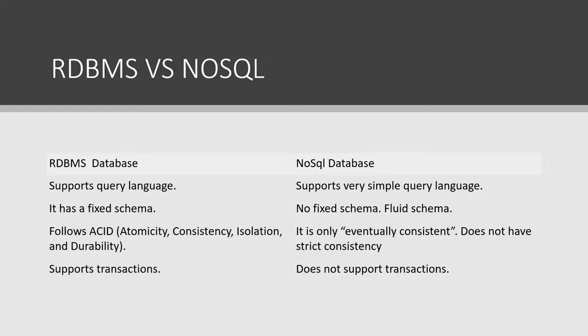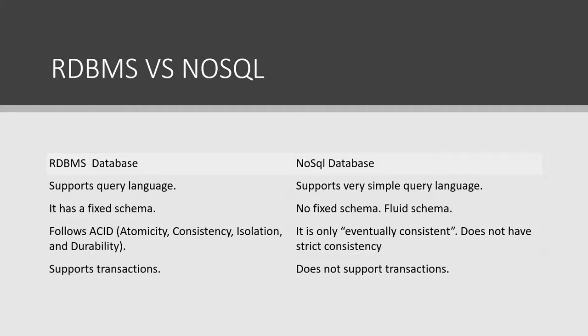In a relational database, there is a fixed schema. That means a table will have n number of columns with defined data types, and if you have to insert data inside that table, you have to follow the guidelines, like this data type can be inserted in this particular column. There is nothing like that when we talk about NoSQL database. The schema is fluid in nature.